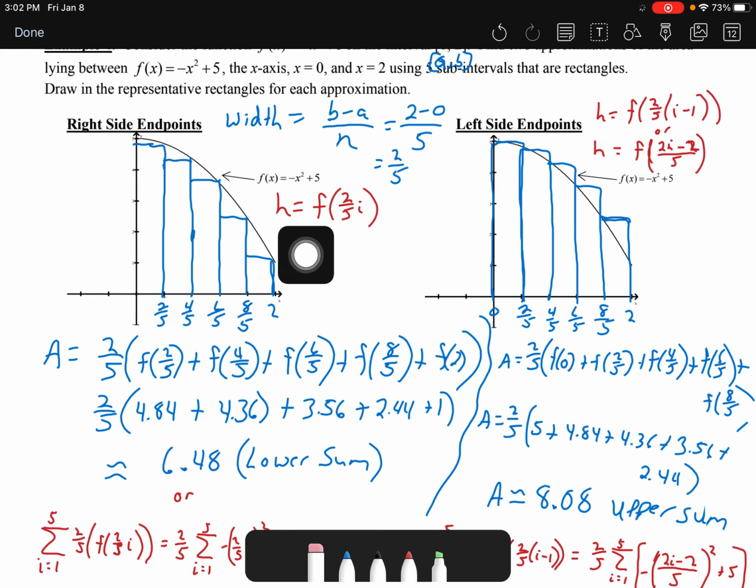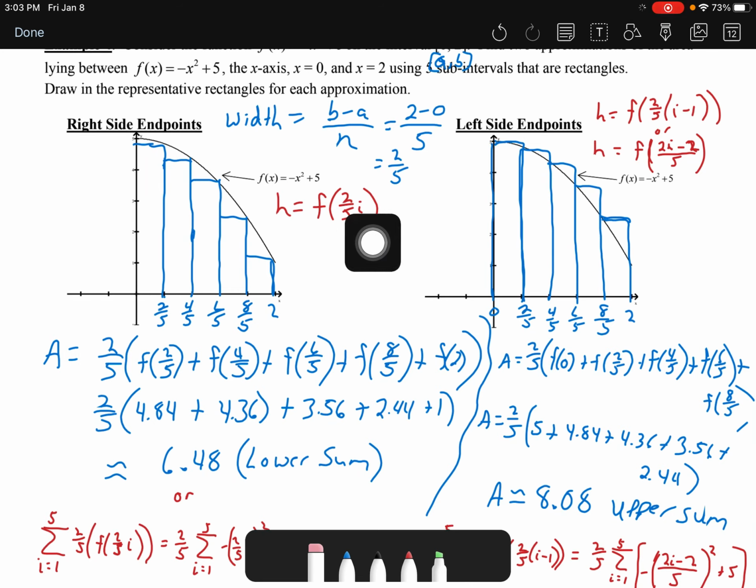So because the width is 2/5, now the height is determined by the function value. In other words, the curve has all these different y coordinates along it. And so to get a particular height, in this case the height of this first rectangle, is going to be found by taking f of 2/5, right? So if I were to plug 2/5 into this function, there would be a certain y coordinate right there, and that's actually where I'm calculating the height of this first rectangle.